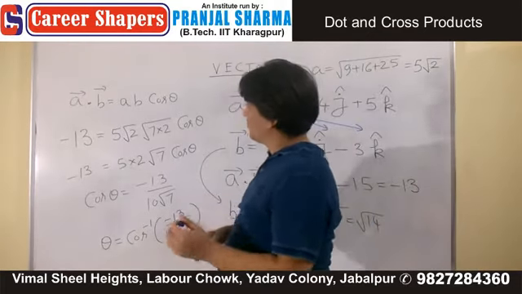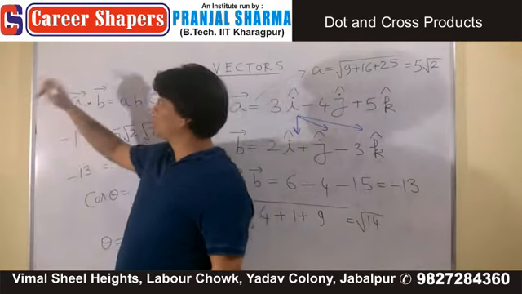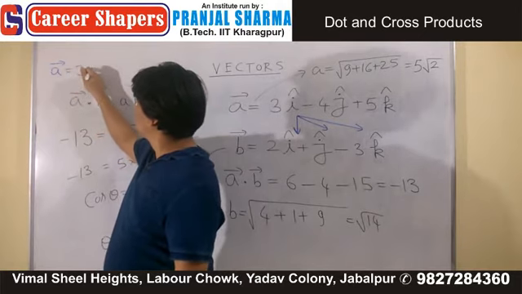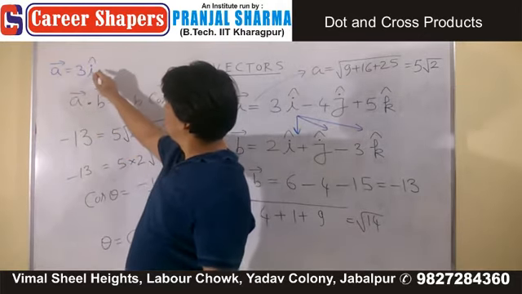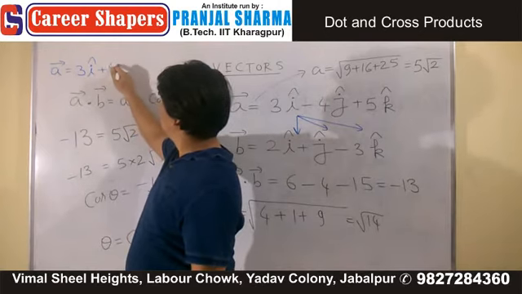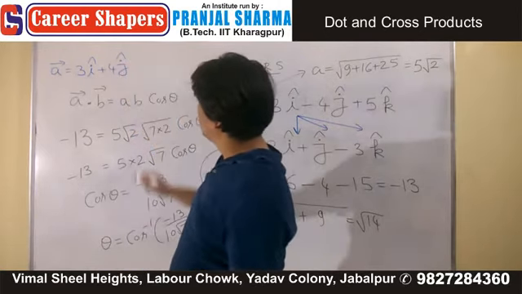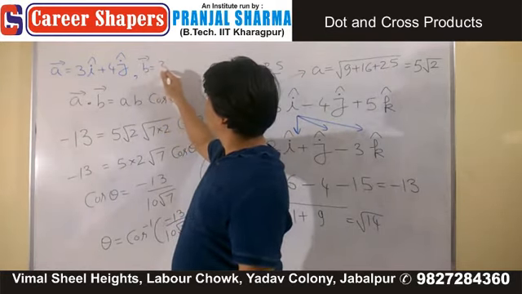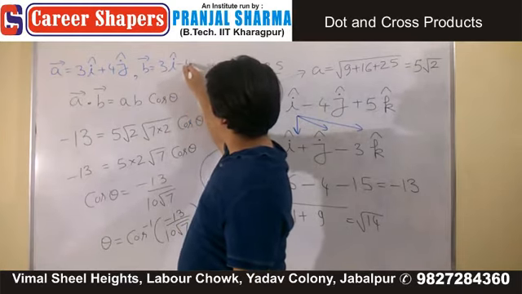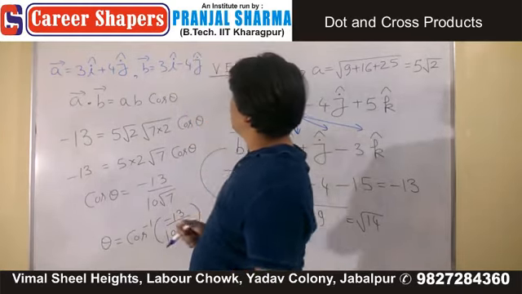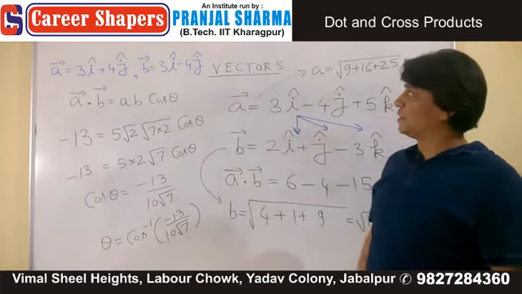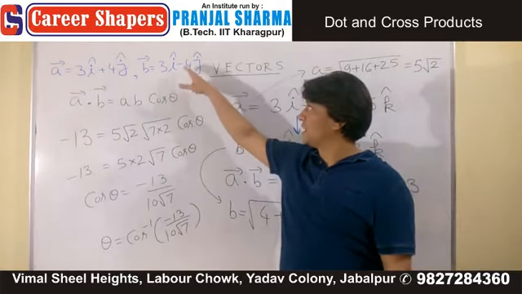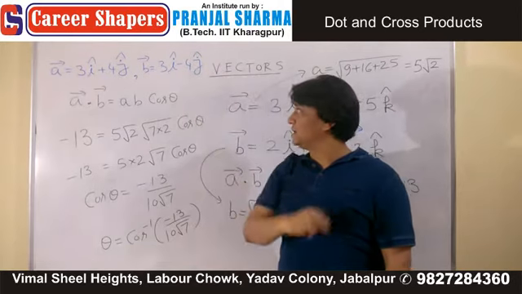Now, just find me the angle between these two vectors. A is 3i cap plus 4j cap. B is 3i cap minus 4j cap. Do it fast. Find out the angle between these two vectors. A is 3i cap plus 4j cap and B is 3i cap minus 4j cap. Write down the answer in the comment box.